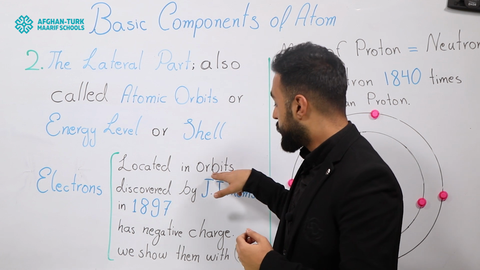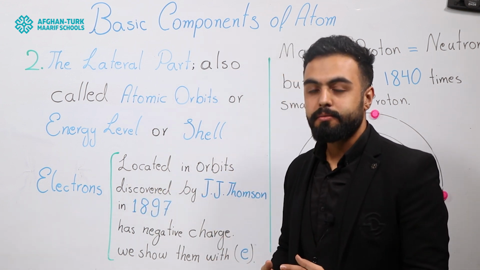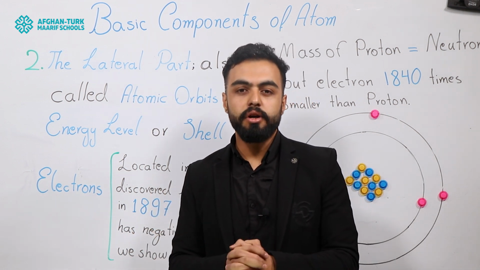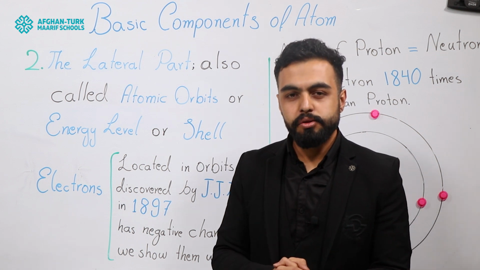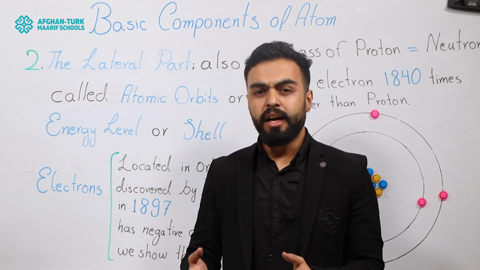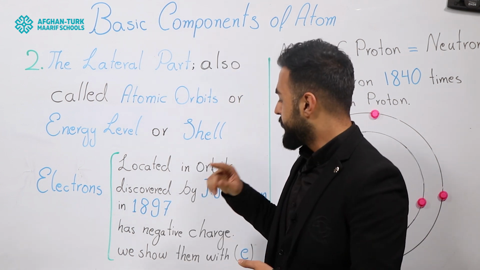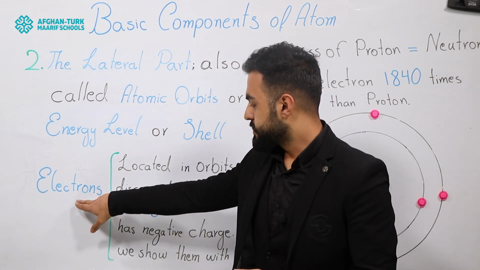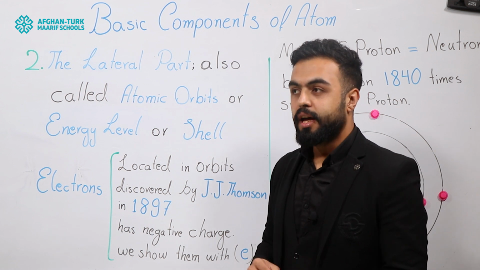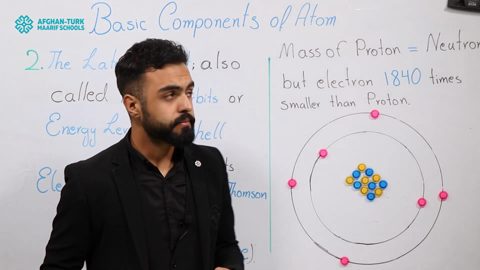Electron is located in orbits. Second, it was discovered by J.J. Thomson. Do you remember who was J.J. Thomson? Yes, John Joseph Thomson. John Joseph Thomson, while he was doing an experiment on cathode rays, as we studied, in 1897, he discovered electrons. Electron has negative charge, and we show the electron with letter E.